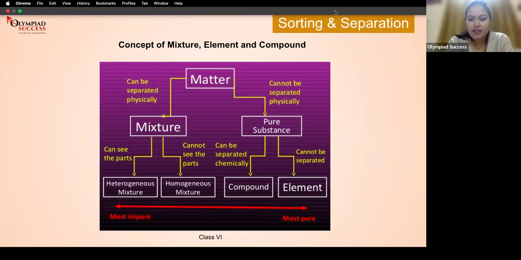Mixtures are something that has no fixed ratio. Pure substances have a fixed ratio. That means if you have water, whether it's in the solid form, that means ice, or in the liquid form, or in the vapor form, it will remain H2O. That means two atoms of hydrogen and one atom of oxygen, right? But mixtures are not present in a fixed ratio.